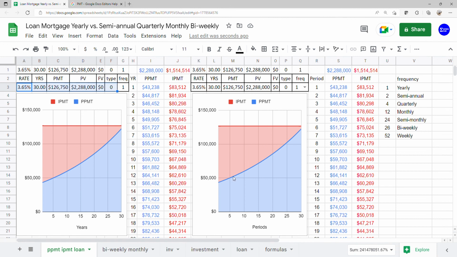So you will notice that the interest payments are higher during the early part of the mortgage payments. And the interest payment, the red one, drops to a small amount as you near the maturity of the mortgage. This completes the use of the compounding: yearly, semi-annual, quarterly, monthly, semi-monthly, bi-weekly, and weekly, using the financial functions of the Google spreadsheet.